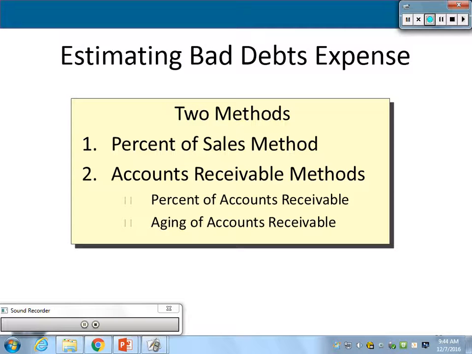Okay, so this is where we left off on Chapter 9, Accounts Receivable, dealing with the two methods of estimating bad debt expense, which is really more so three methods, but two included in one. Percent of sales method, and then the two accounts receivable methods, which are aging of accounts receivable and percent of accounts receivable.